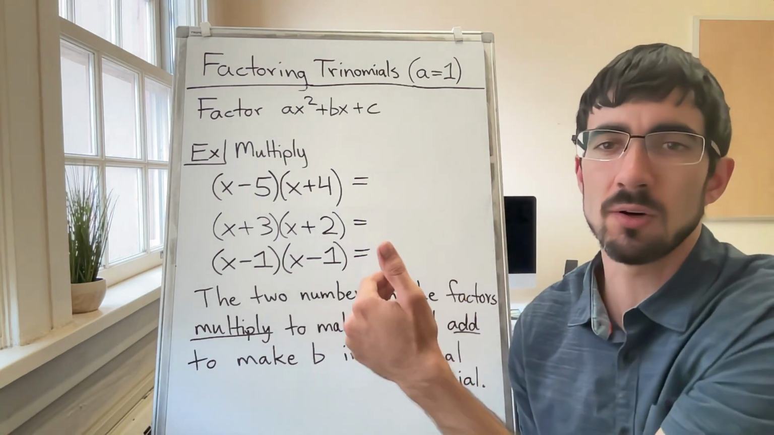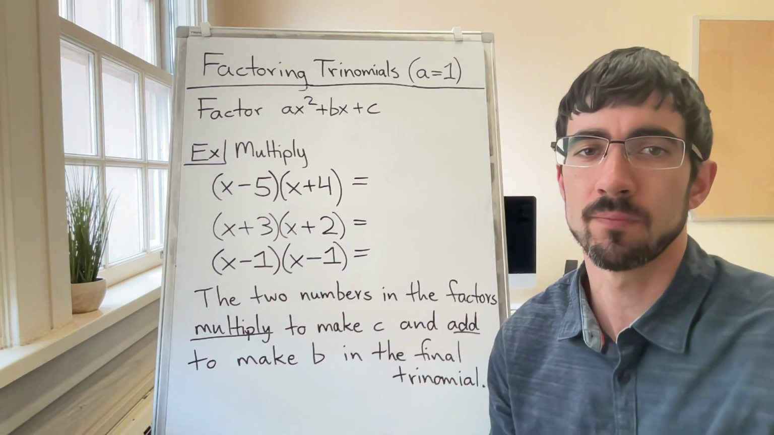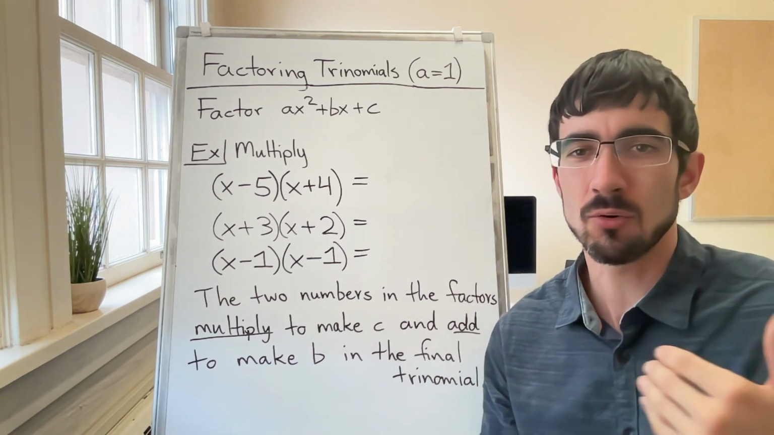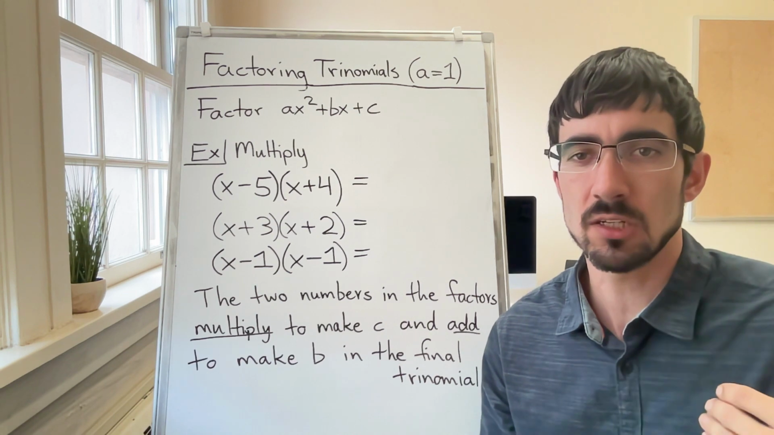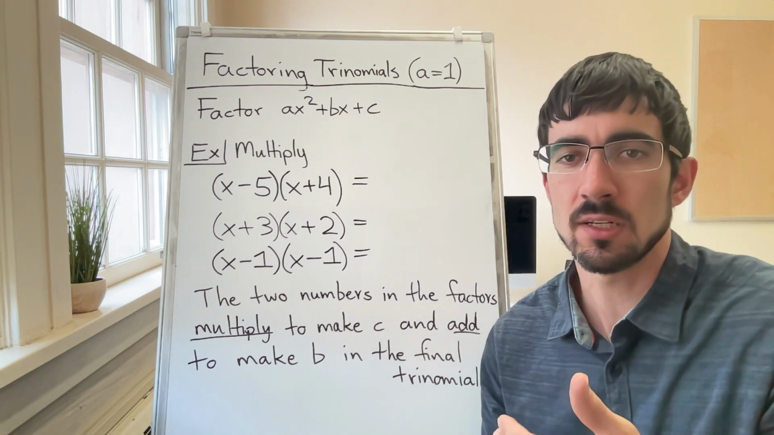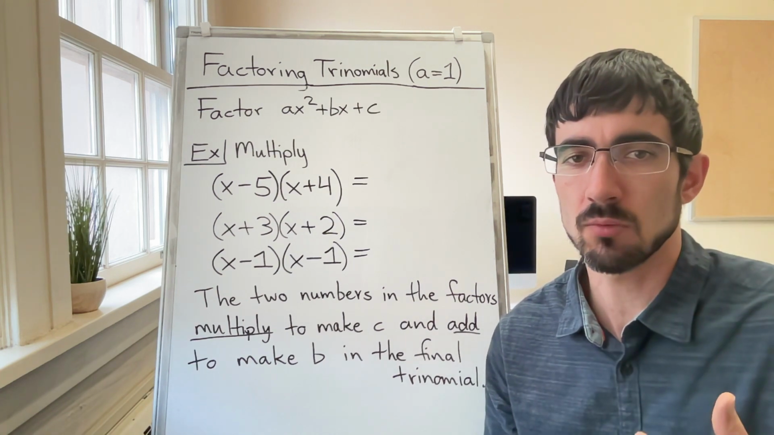That means there's no other leading coefficient at the beginning of this trinomial. Now remember, I said that factoring is the opposite or reverse of multiplication in a lot of ways. So in order to establish some patterns here as we begin to factor trinomials, let's think about how multiplication works.